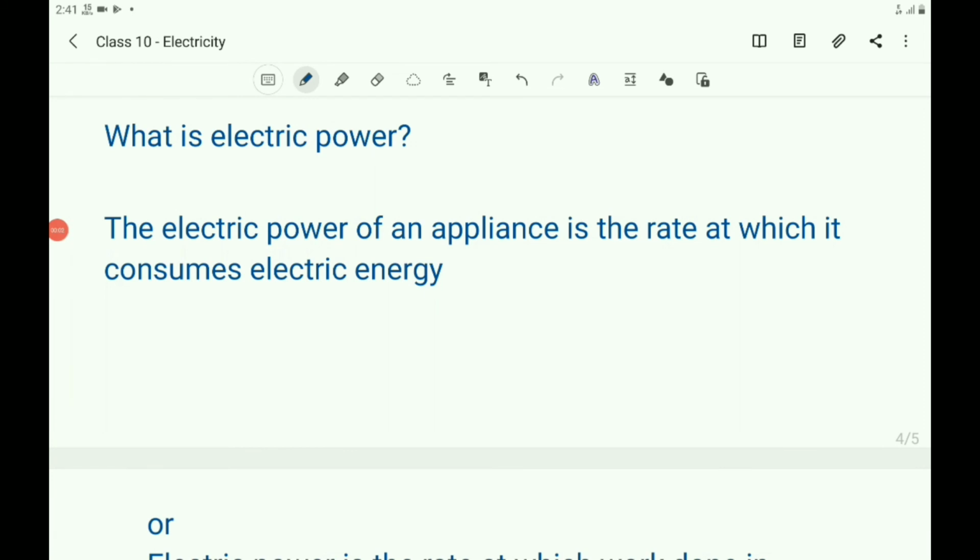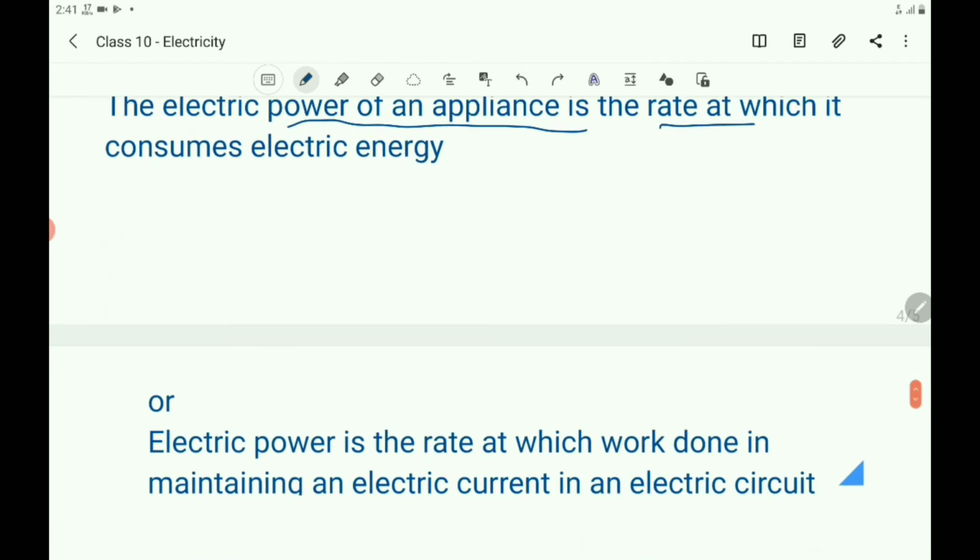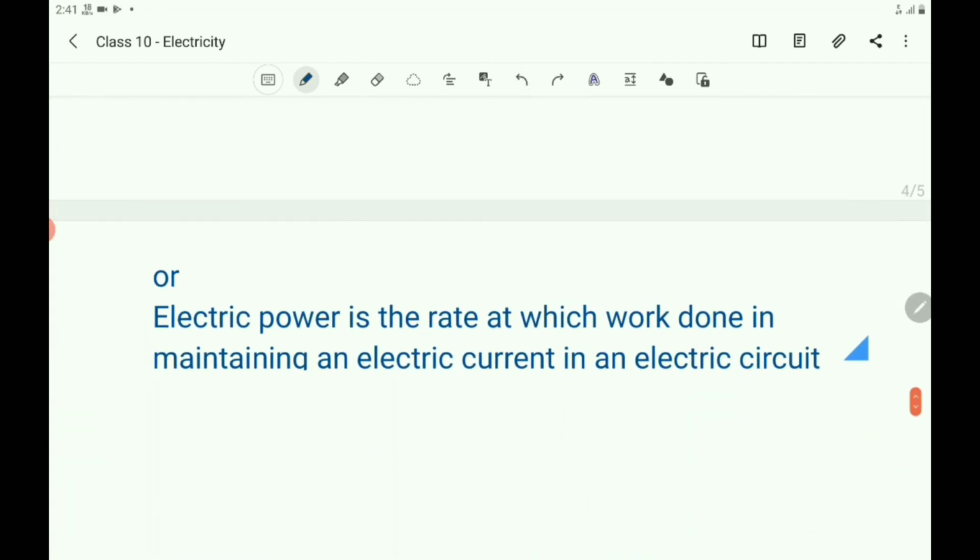So what is electric power? The electric power can be defined in two ways. The electric power of an appliance is the rate at which it consumes electric energy, or the second definition you can have here: electric power is the rate at which work is done in maintaining an electric current in an electric circuit.